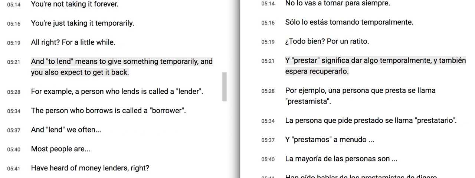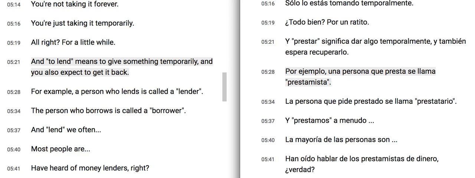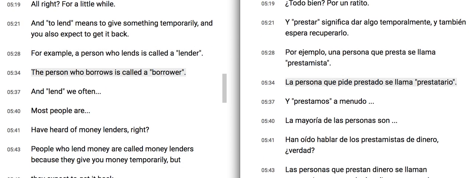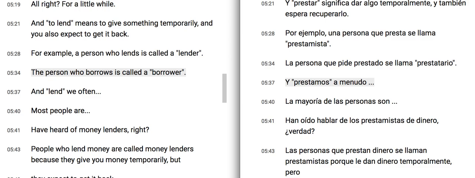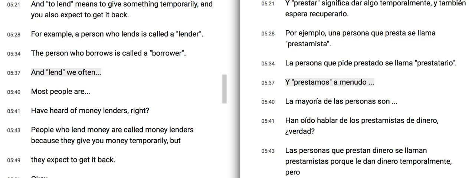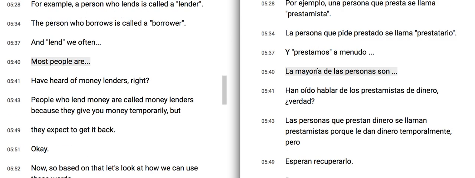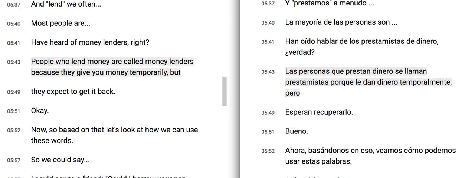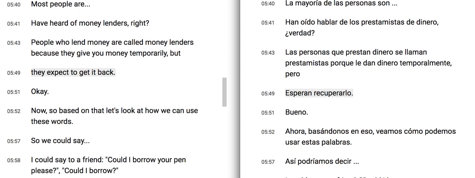And to lend means to give something temporarily, and you also expect to get it back. For example, a person who lends is called a lender. The person who borrows is called a borrower. And lend, most people have heard of money lenders, right? People who lend money are called money lenders because they give you money temporarily, but they expect to get it back.